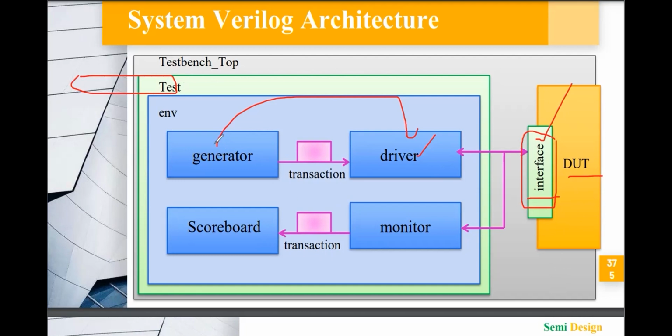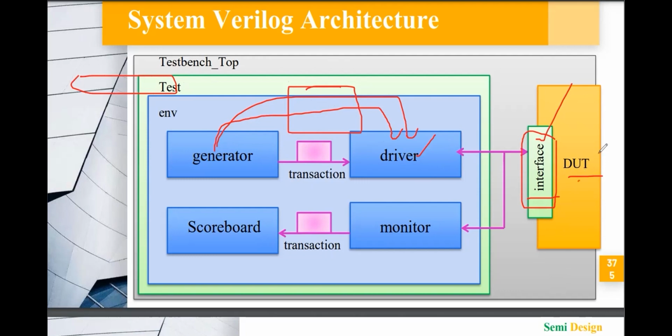And when we are sending data from the generator to the driver, in the middle we will have one block, that is nothing but a mailbox. Mailbox is a communicator between the generator and the driver. We cannot send data directly to the driver. We use a mediator, a communicator between generator and driver, for synchronization purposes.